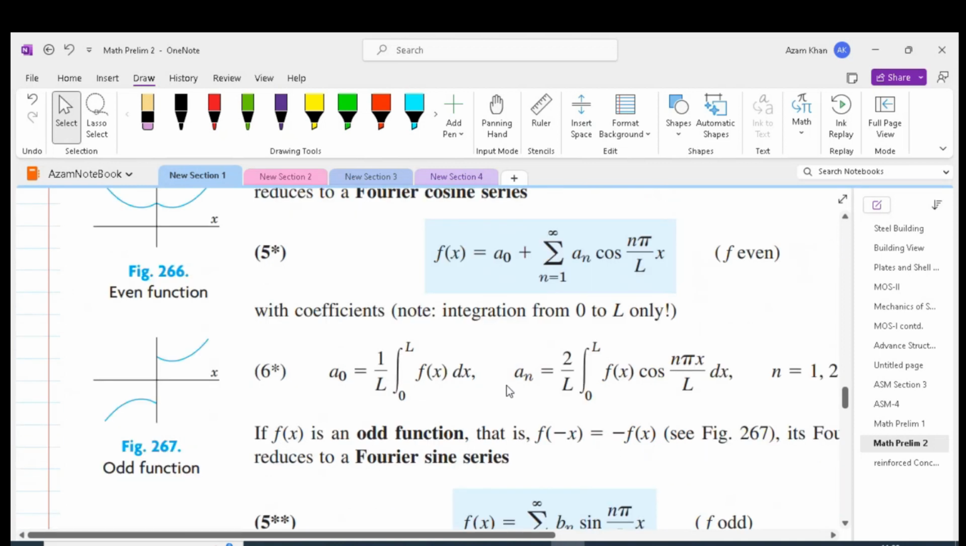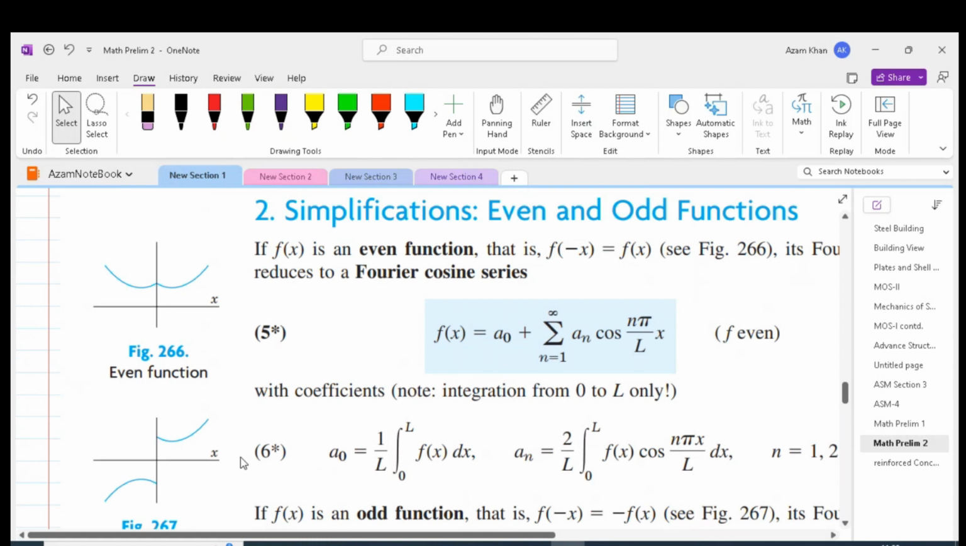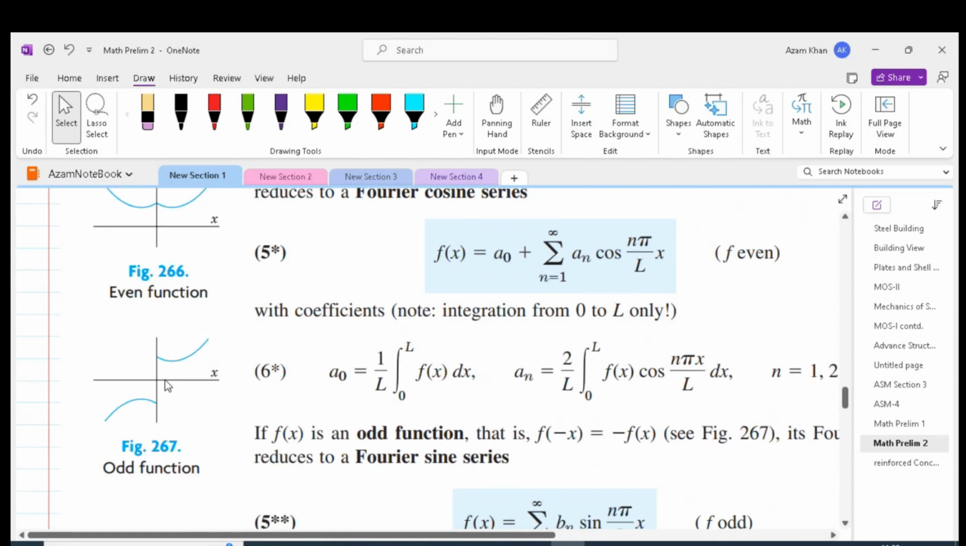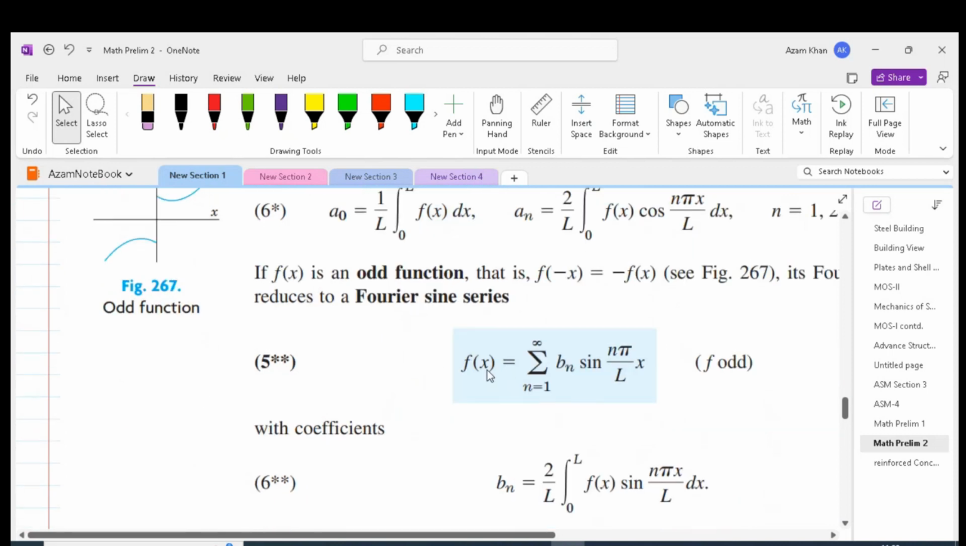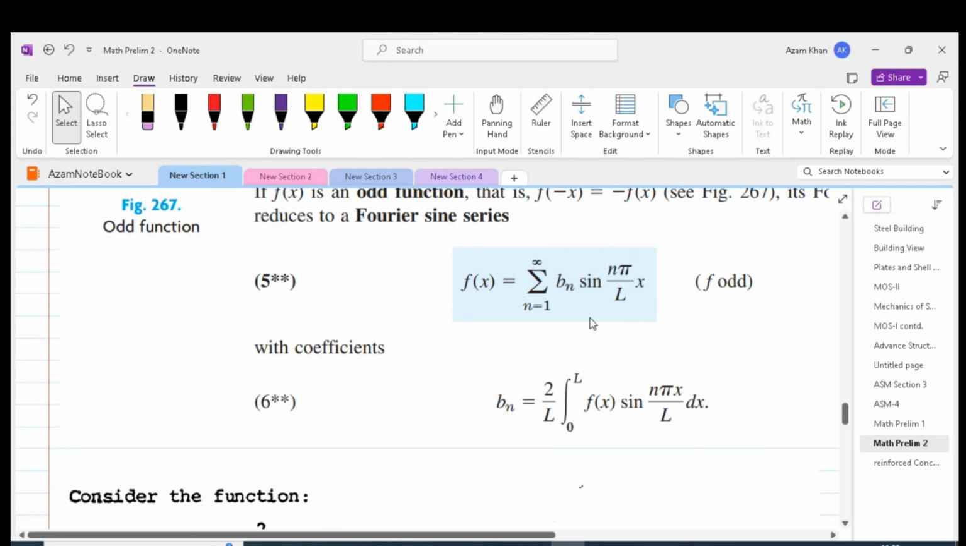and we will capture the whole function. Similarly, we can have an odd function, where f of minus x is equal to minus f of x, as we can see over here. So if we put f of minus x, we get minus f of x. Then we can simply write our function f of x equal to the summation of bn sine n pi x over L, where n is from 1 till infinity. So in the case of an odd function, we have only the sine term, and bn is equal to 2 by L integral 0 to L f of x sine n pi x over L dx.